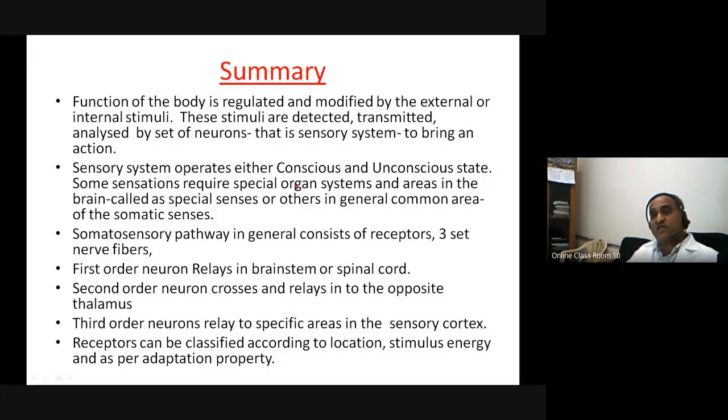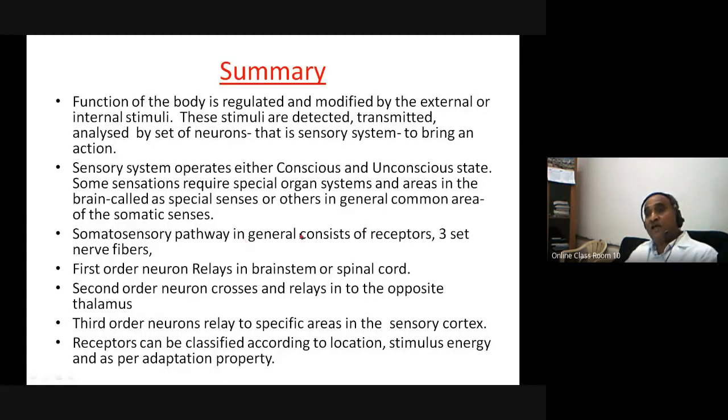Some sensations require special organ systems or areas in the brain, and these are called special senses. Others are in common with the body, the somatic body structures, the skin and integuments and the mucous membrane. These are common areas. These are called somesthetic senses.